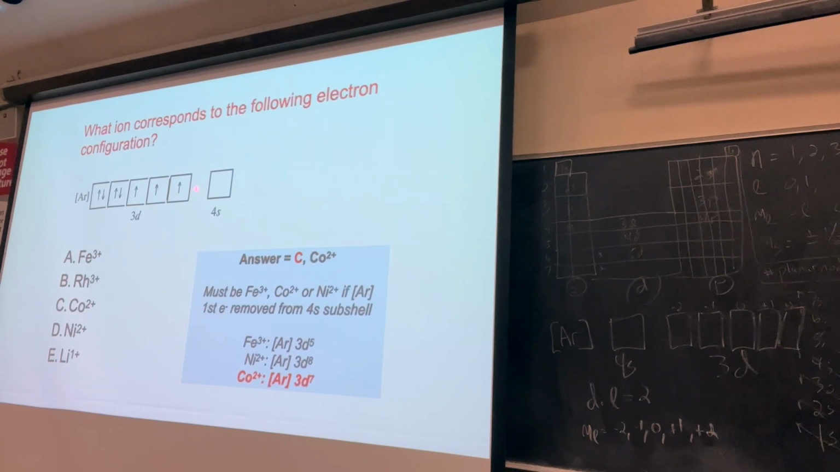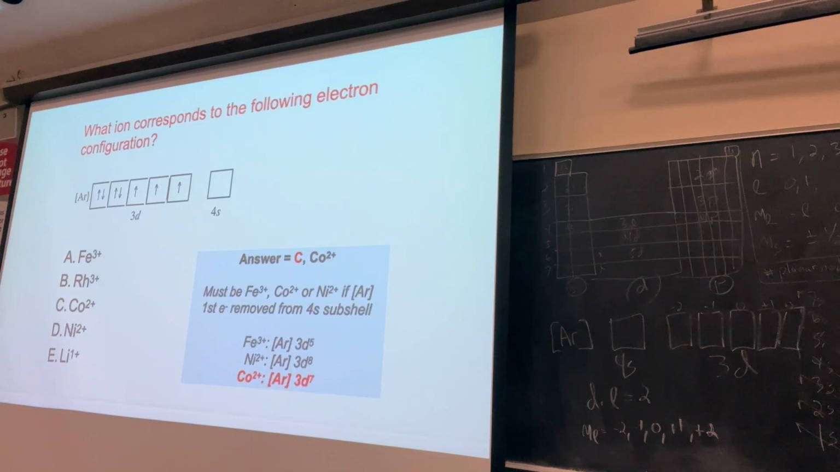Neutral cobalt is 4s2, 3d7. But when you take away electrons, always take them from the highest n, which means 4s comes out first. But cobalt 2 plus would still have the 3d7 electrons. You can see here nickel 2 plus would be 3d8, and iron 3 plus: you take away 2 electrons from 4s and a 3d electron to make it 3d5. Any questions?